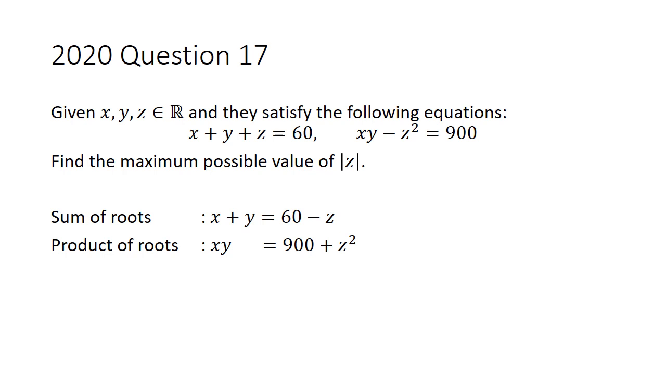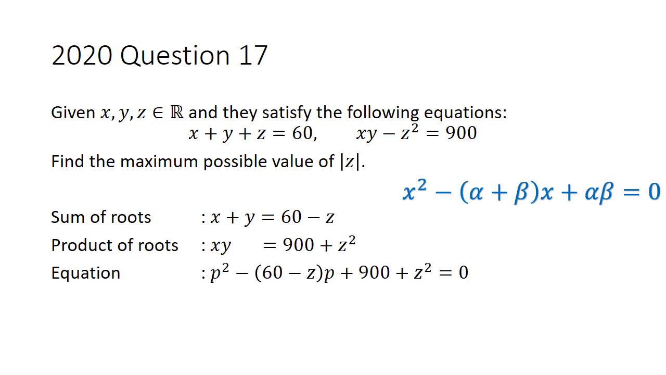So if we use Vieta's formula, that x squared minus the sum of roots times x plus alpha beta, the product of roots, is equal to 0, we can sub in the sum of roots to be 60 minus z and the product of roots to be 900 plus z squared in this. And of course, we're not going to use x as the variable now that x is one of our unknowns. So we're going to use the variable p. So our equation is p squared minus (60 minus z) times p plus 900 plus z squared equals 0.